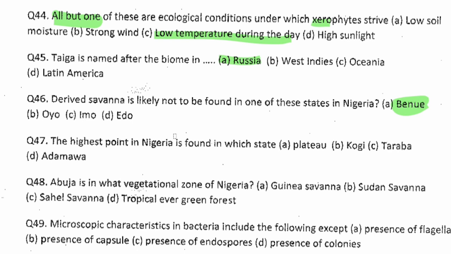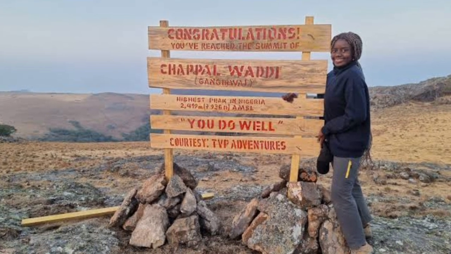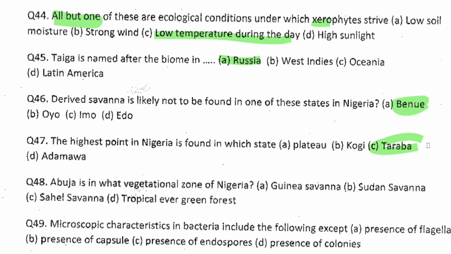Question 47. The highest point in Nigeria is found in which state? It's found in Taraba State. Now, do you know what the highest point is talking about? You know we have land slopes and topography of the soil. The highest point is found in Taraba State. Ask those in Taraba State. If you are from Taraba State, let me know in the comment section.